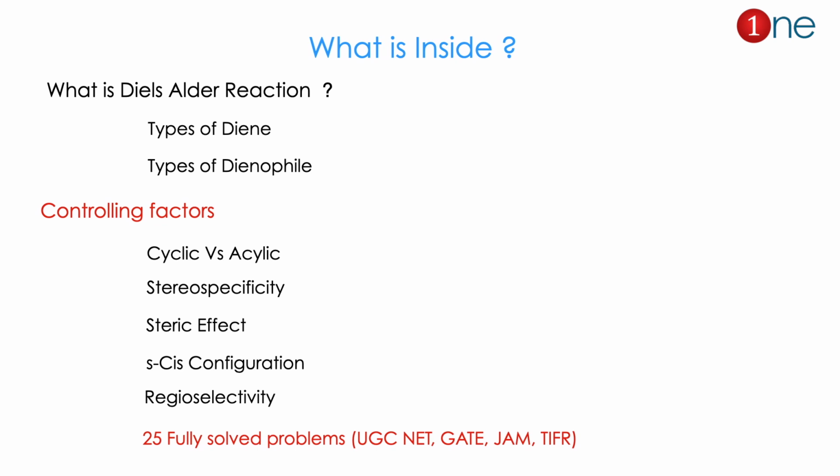What is inside this video? First we will see what the Diels-Alder reaction is, then types of diene and types of dienophile. Then we will see the controlling factors, which are very important: whether the reactions are cyclic or acyclic, stereospecificity of the reaction, steric effect influence, S-cis configuration requirement and regioselectivity. Finally, we will see 20 fully solved problems from UGC, NET, GATE, JAM and TIFR.